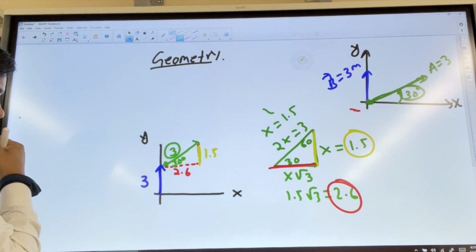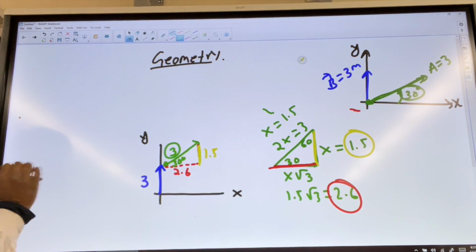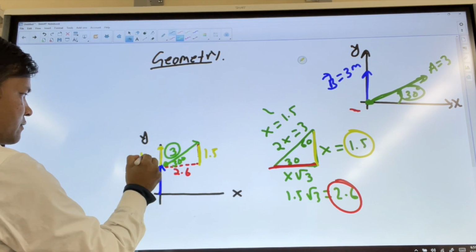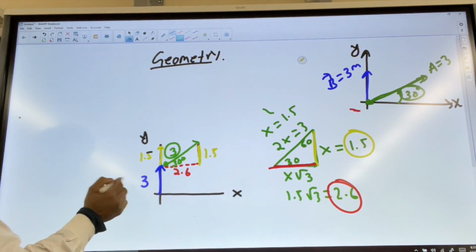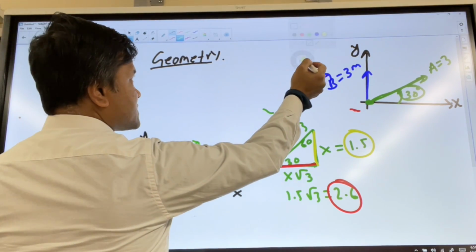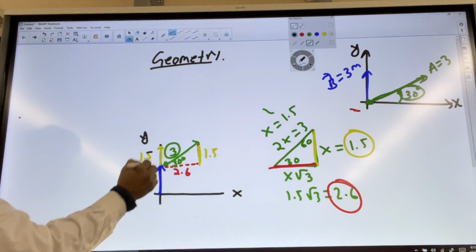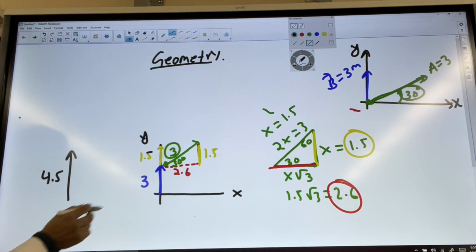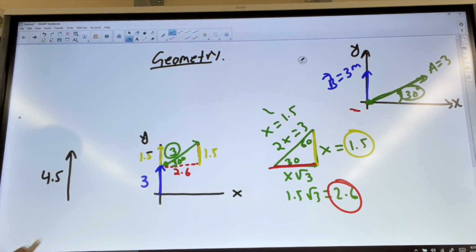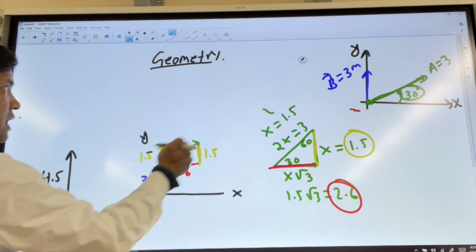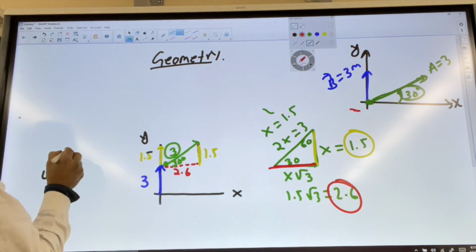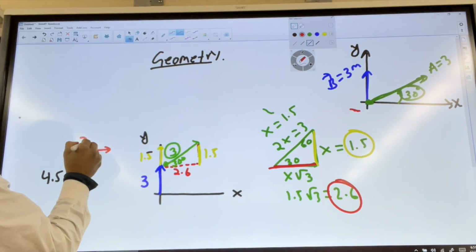Good. Now how is that supposed to help me find it? This yellow one, I can move it over here. I'm going to write 1.5. So this yellow and then blue, they are in the same direction, so I can combine them like this and call it 4.5. And this red, I can move it up and draw it like that. So this is the red, I know 2.6.